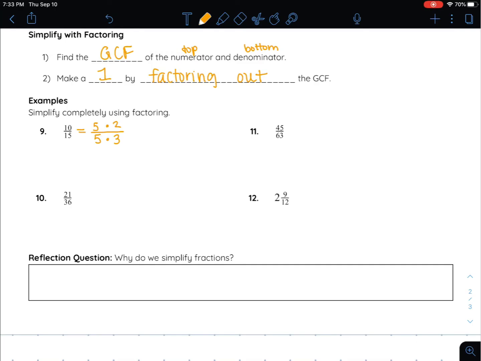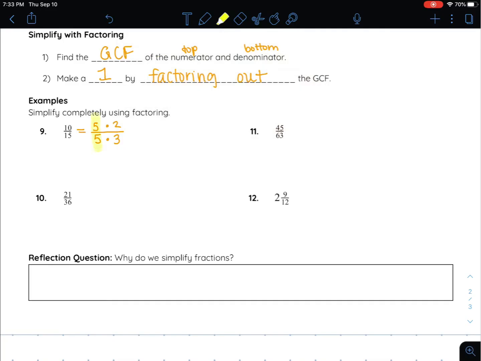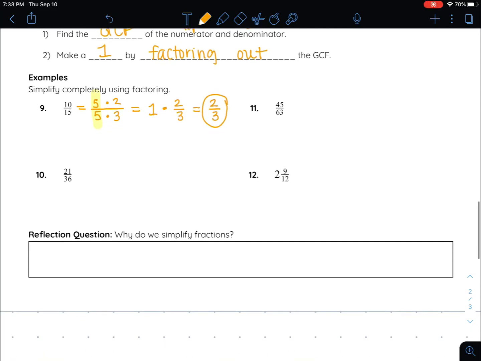So now, this is what I meant about the 1. Do you see the 5 over 5? That's just equal to 1. So our answer here is 1 times 2/3. Well, 1 times anything is just that thing. So this is just 2/3. Okay? And let's look at just one more of these.